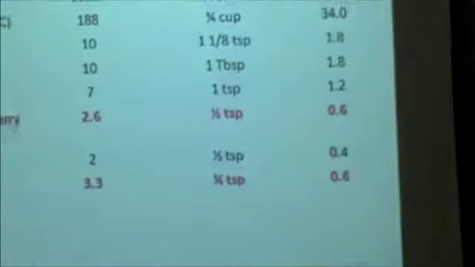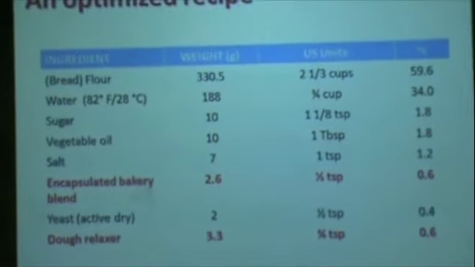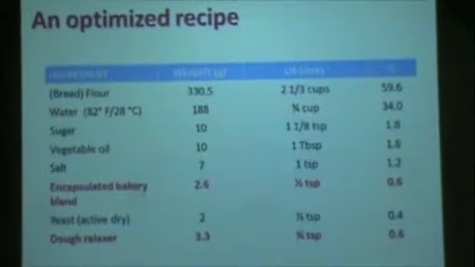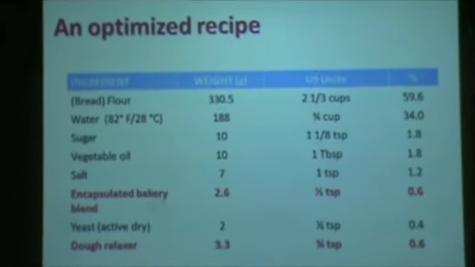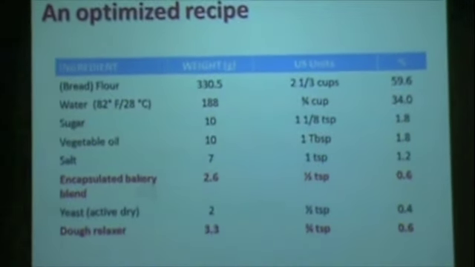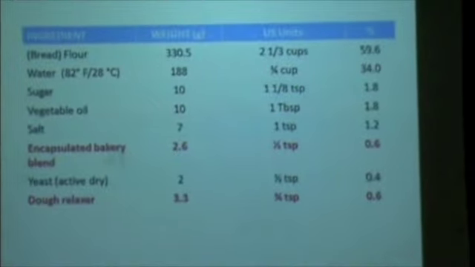So here was my optimized pizza crust recipe. I started adding very different things and portions, but basically I added the encapsulated bakery blend and dough relaxer. I did add yeast because I love the flavor of yeast. If you're having a dough product, you just don't want something tasting like cardboard, so a little bit of yeast makes a great flavor.